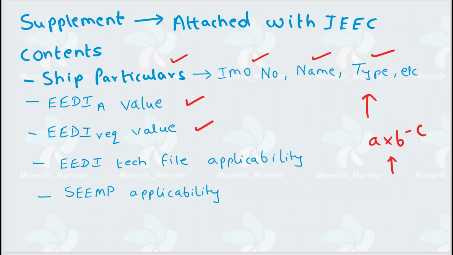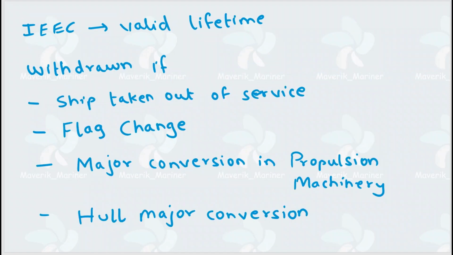EEDI technical file applicability is there and SEEMP applicability is there. This means whether the ship has the requirement of being complied with the EEDI technical file and whether the ship has the requirement of being complied with SEEMP. IEEC is valid for lifetime.